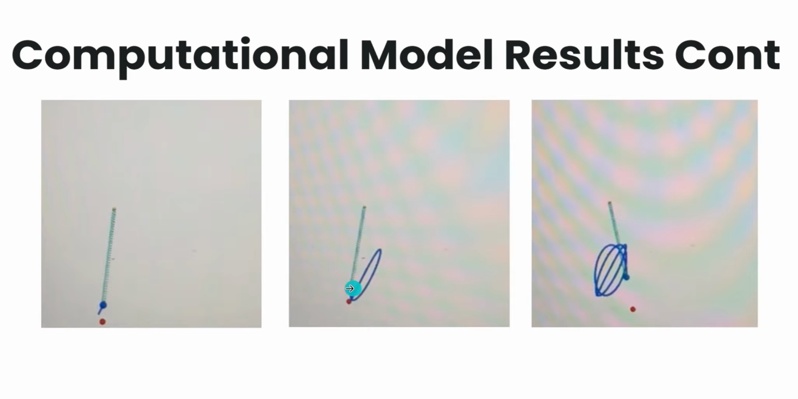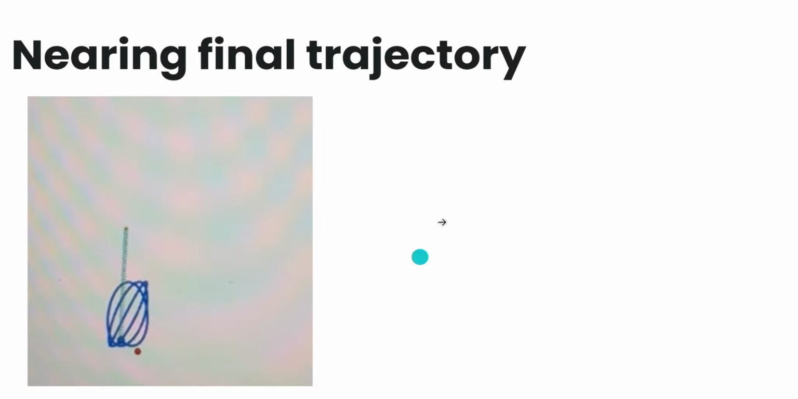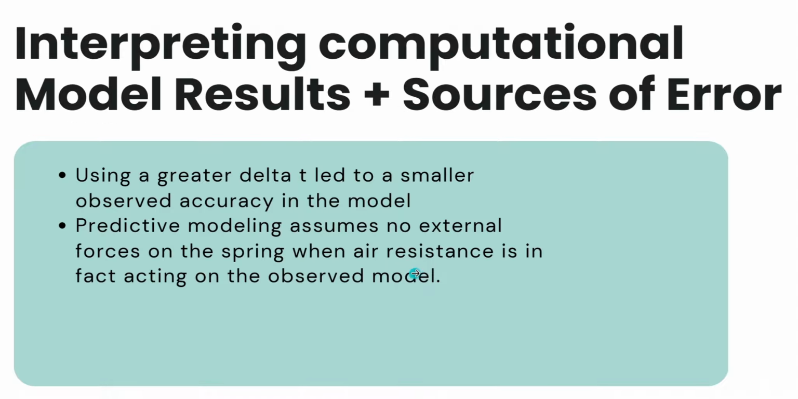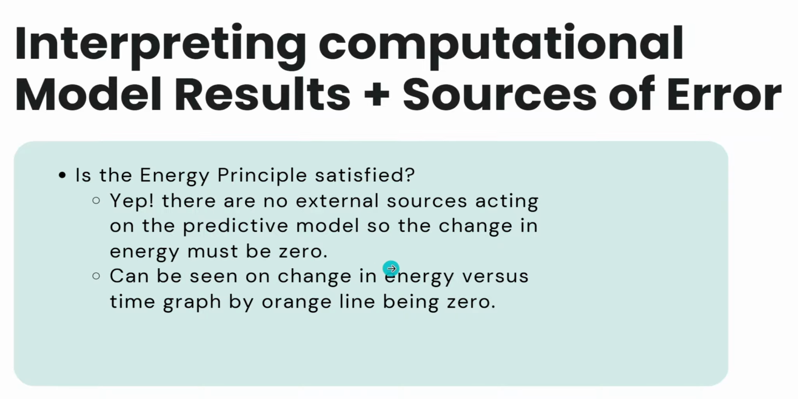The blue dot is what our model is predicting in theory, and then the red dot represents what actually happened, and as we can see, they don't always match up, and there is some discrepancy, which is to be expected because conditions in the real world are affected by other factors. This is the final trajectory. So as for interpreting the computational model results and the sources of error, using a greater delta t led to a smaller observed accuracy in the model. Predictive modeling assumes no external forces on the spring, when air resistance is in fact acting on the observed model.